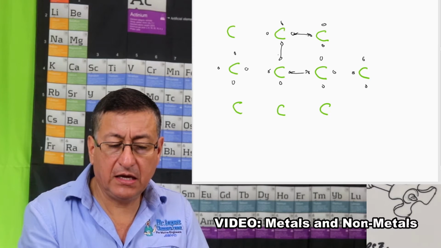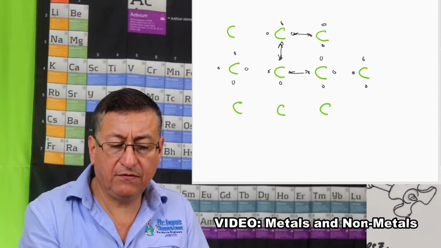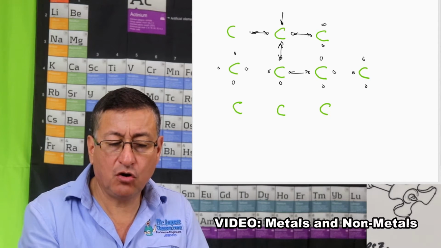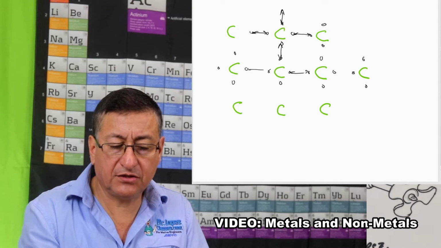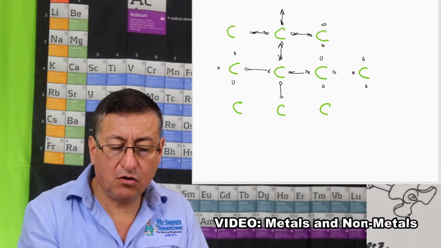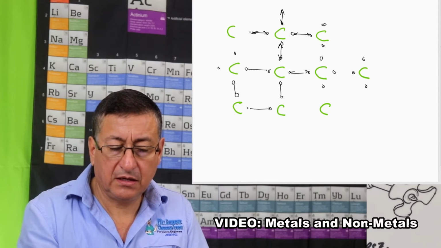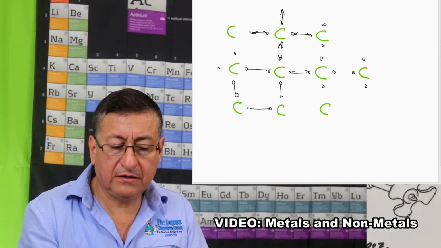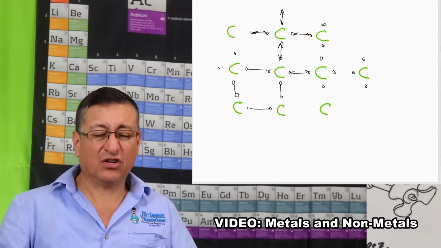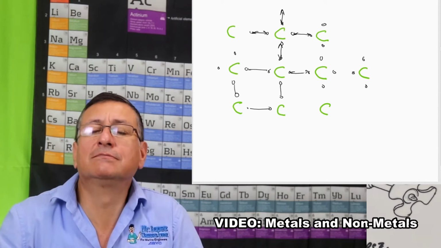At the end of the day, each atom completes 8 electrons in the last orbit. 1, 2, 3, 4, 5, 6, 7, 8. And the structure is a perfect structure.